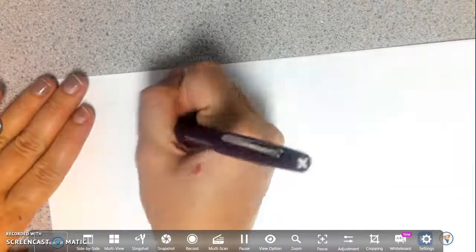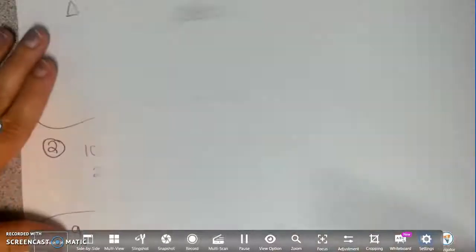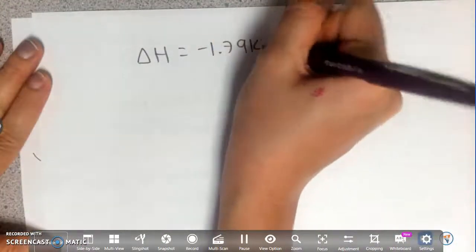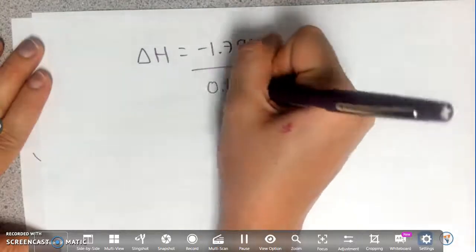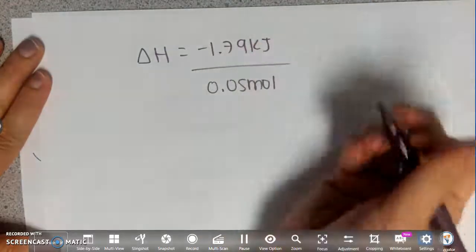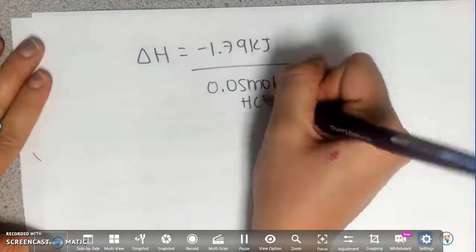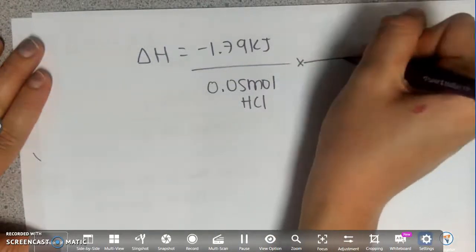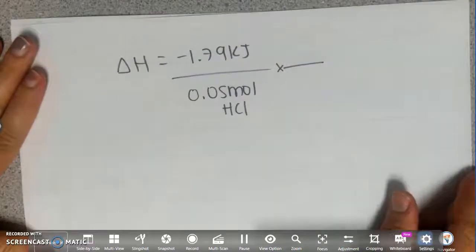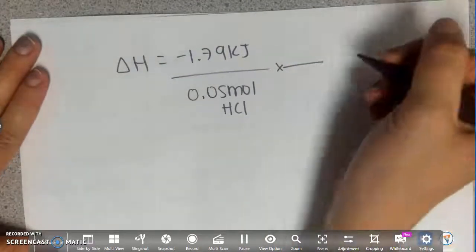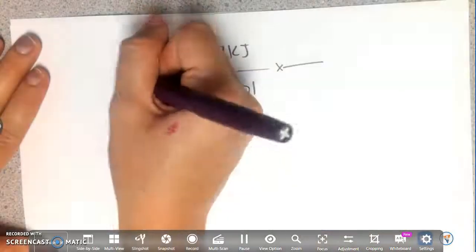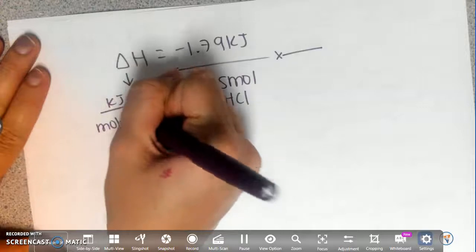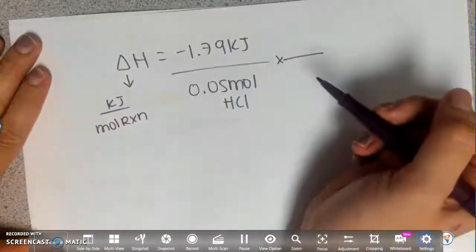So delta H equals, what was that? Negative 1.79 kilojoules over 0.05 moles. And again, it doesn't really matter. Mine, I guess, was technically HCl, if you had measured it perfectly. And then this, we did have a reaction happen because you mixed two different things. And so I want my delta H unit to be kilojoules per mole of reaction. This is kilojoules per mole of HCl.